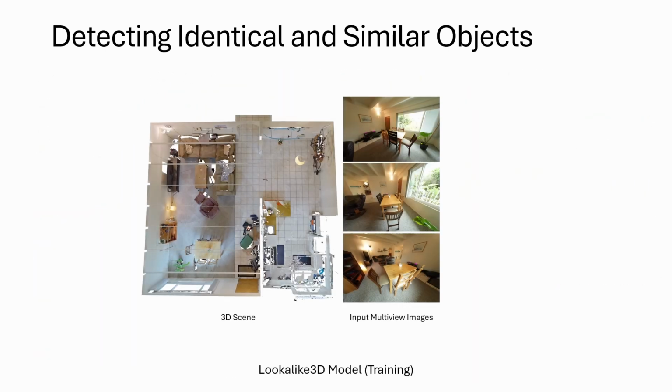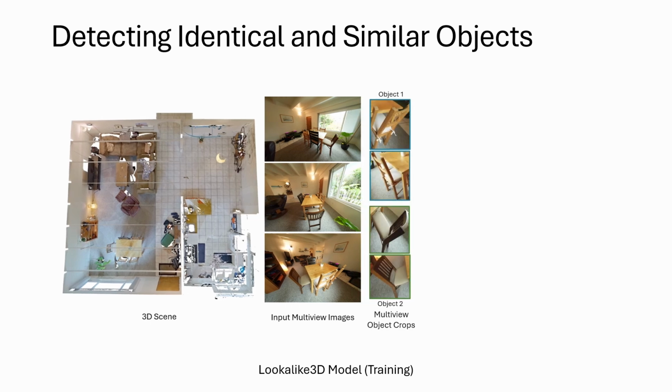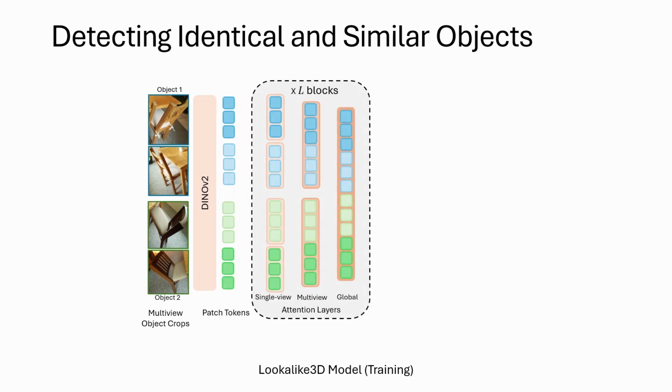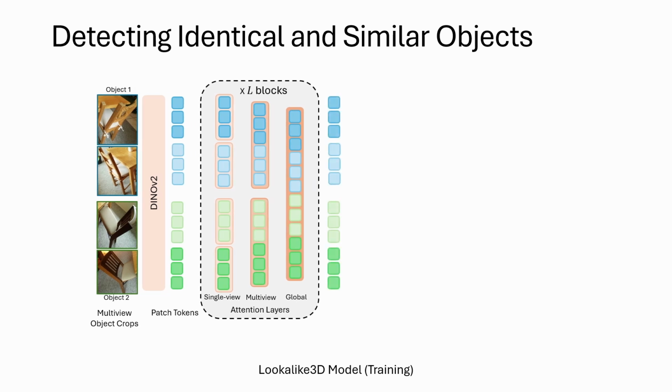Our method, Lookalike3D, takes a scene characterized by an image or multiview images as input. For each pair of objects in the scene, we extract multiview crops and encode them with a pre-trained DINOv2 model into multiview patch tokens. These patch tokens are passed through alternating attention layers, which operate at the single view, multiview, and global levels, producing refined patch tokens that capture both local features and global context.